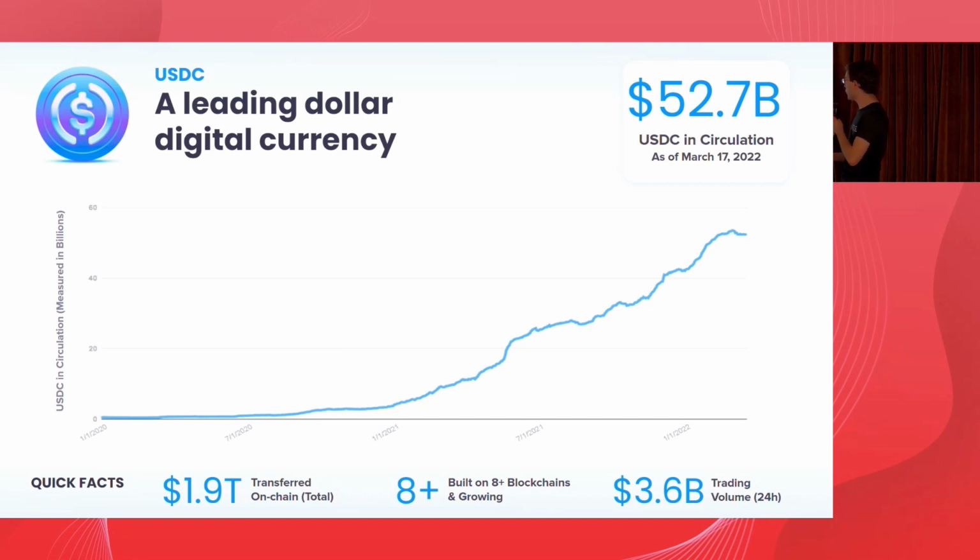And what we've seen over the past few years has been enormous, explosive growth in USDC. It was 52.7 billion as of March 17th. It may very well be higher by now, I don't know. But it's certainly been growing incredibly rapidly, especially over the past year and a half. Just to give you some sense of the scale of this, we've seen almost $2 trillion transferred on-chain. That's just a crazy, crazy large amount of money that's flowed through this.